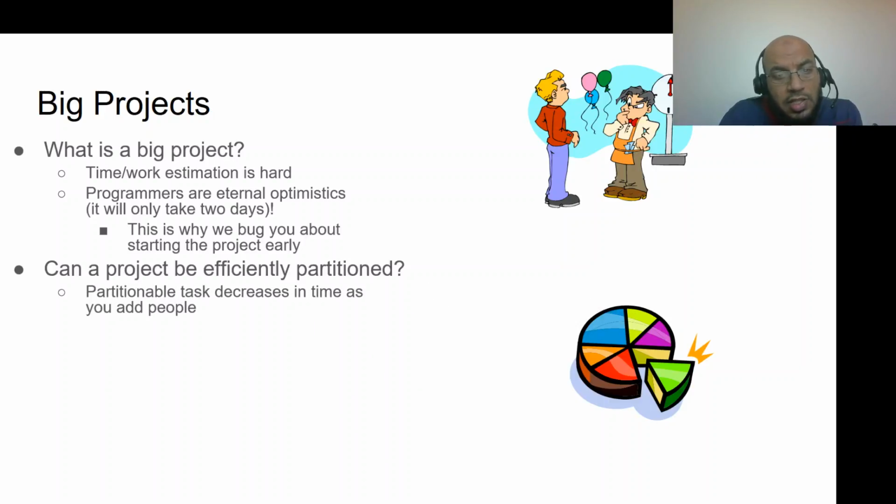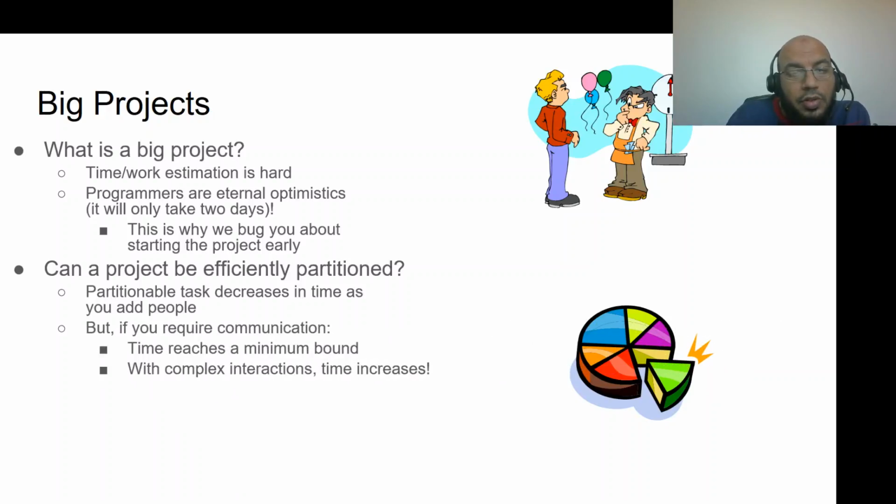A partitionable task decreases in time as you add people. But the more people I have in a project, the harder it gets to actually divide things. People usually tend to think that if you throw a larger number of people at a project, then the project will be faster. This is usually not the case.